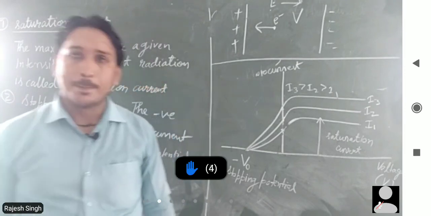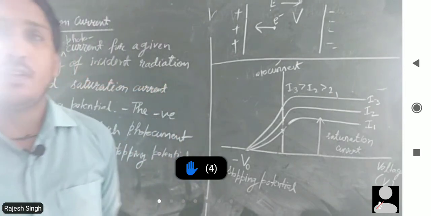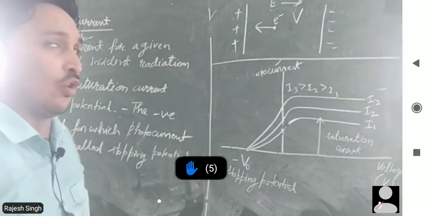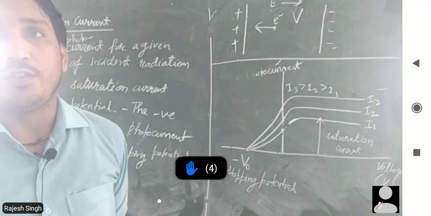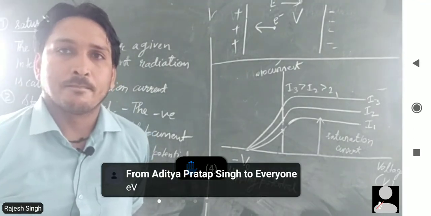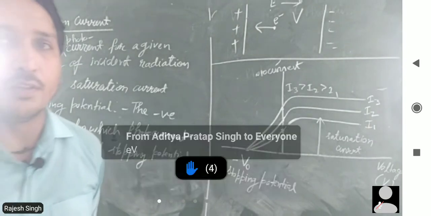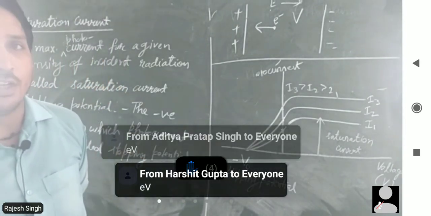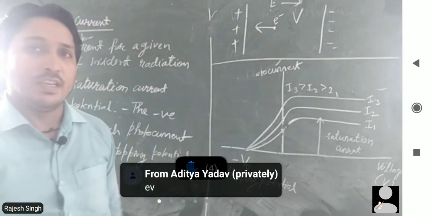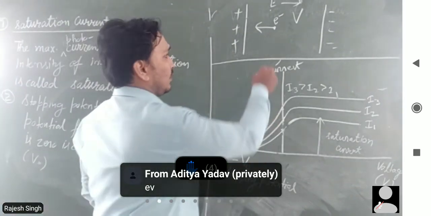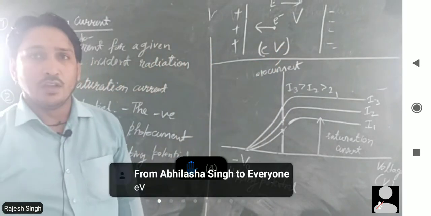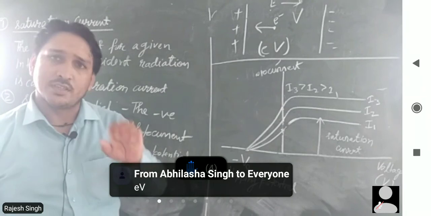Anyone in the chat box? Don't tell me half mv square, because velocity is not known. What should be its kinetic energy? Yes, eV. Very good, Aditya. It should be eV. This is the amount of kinetic energy it has.